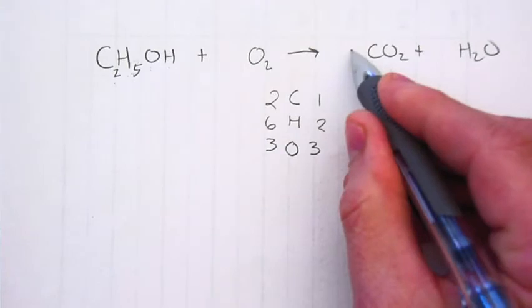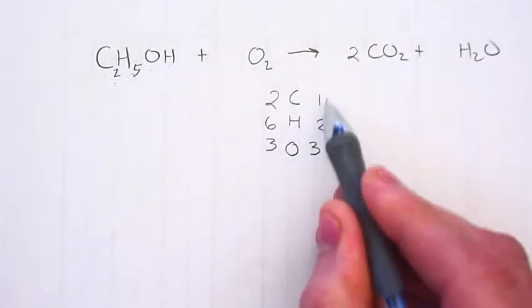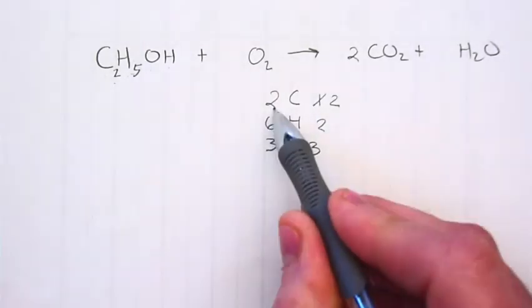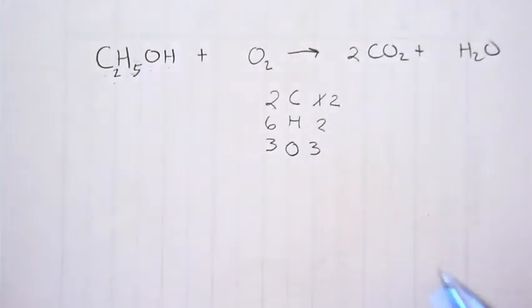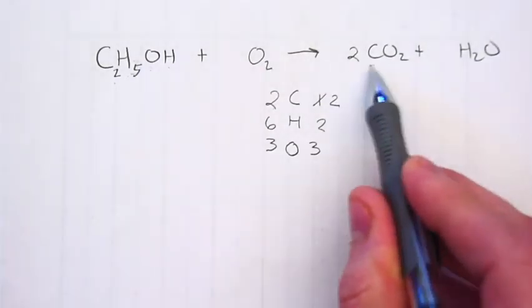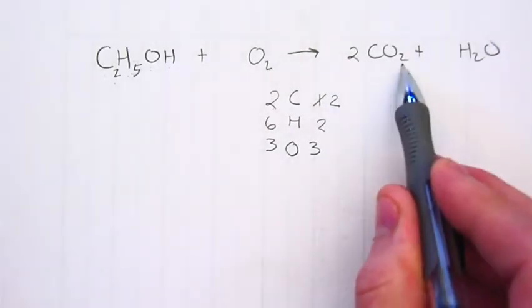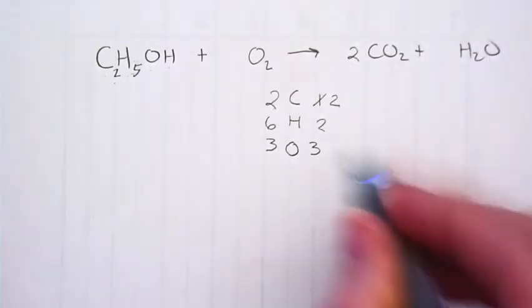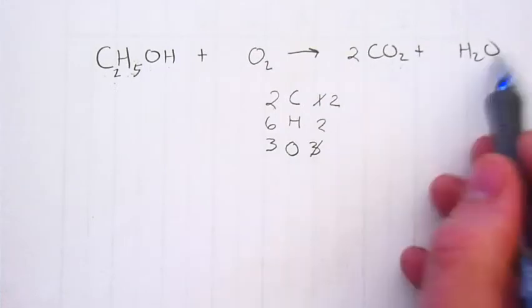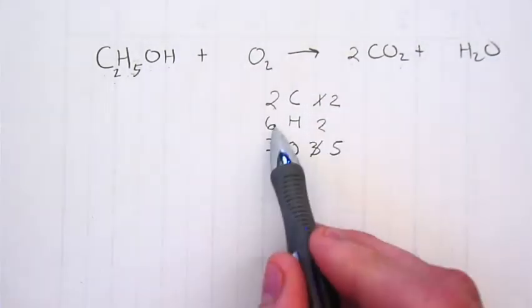So I'm going to start off by putting a 2 next to the carbon dioxide. That way we will have 2 carbons on the right as well as on the left. However, notice how, since there's oxygen there, we also must change now the total oxygens on the right. 2 times 2 is 5, plus 1 more is 6. Excuse me. 2 times 2 is 4, plus 1 more is 5. Got ahead of myself.